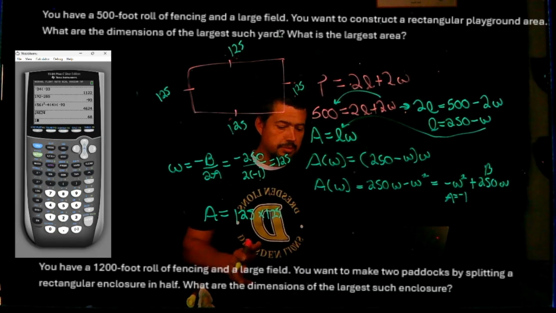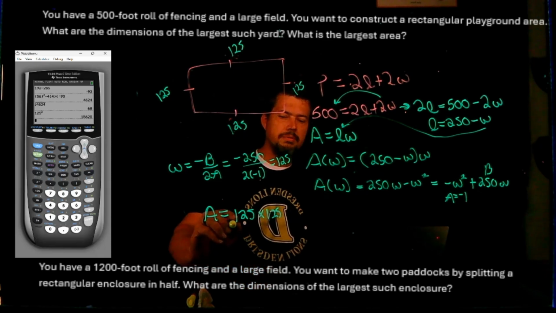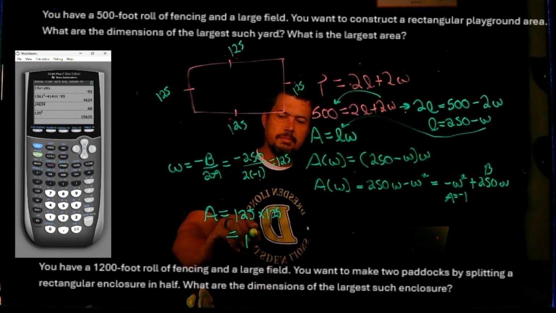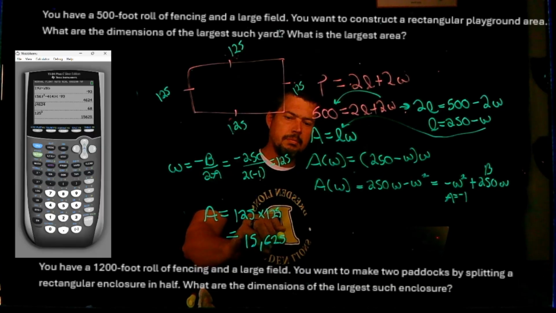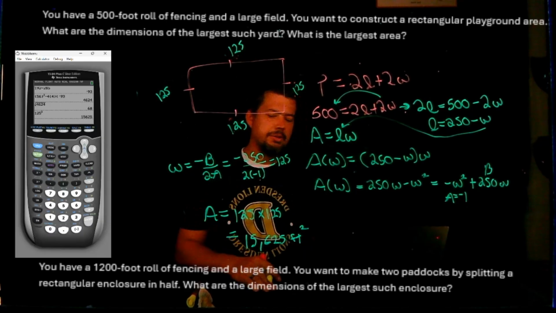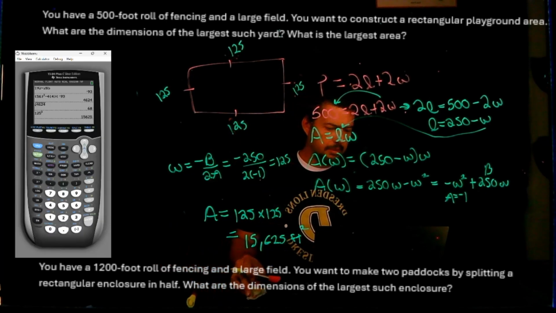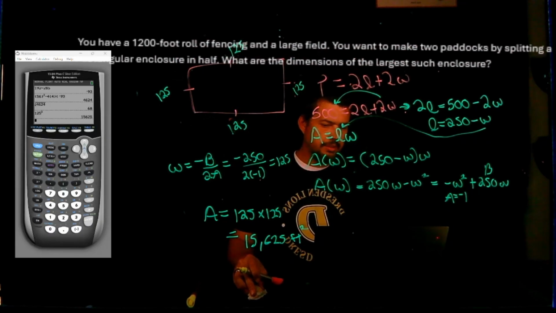So anyways, 125 times 125, or just 125 squared, is going to be 15,625 square feet. Ta-da! Not magic, it's just math. All right, let's move on to the next one here.